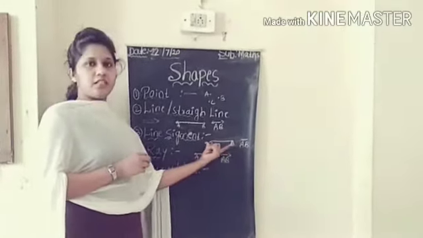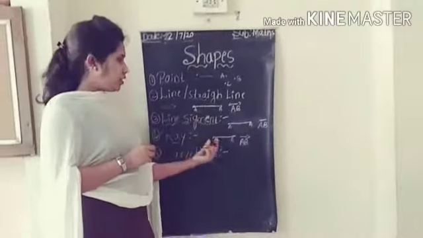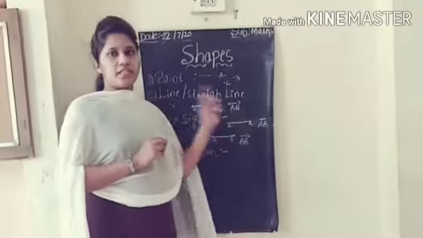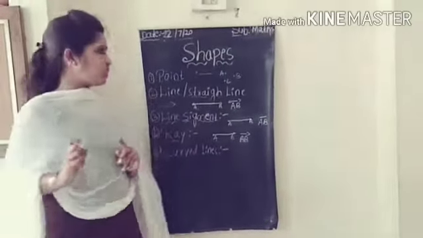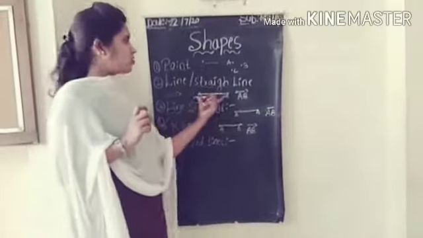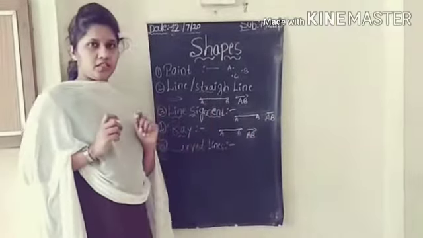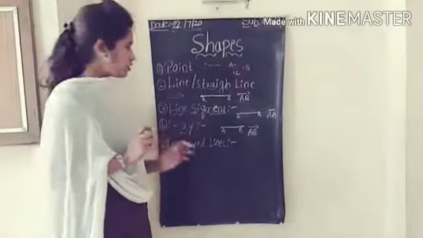A line extends on both sides. A line segment does not extend. It has exact length. But a ray extends only on one side. Understood? Don't confuse children. This is also different. It extends on both sides. It does not extend. It extends only on one side. Understood? Curved lines. What are curved lines?